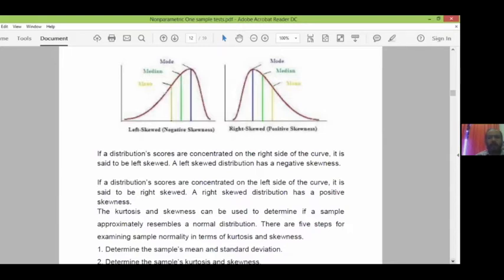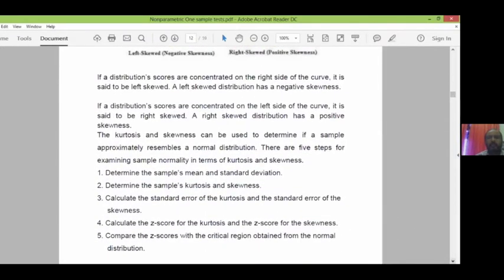Okay, so for the data we have fitted and observed, we check whether it has normality or non-normality. Kurtosis and skewness can be used to determine if a sample approximately resembles a normal distribution. Because you have a sample, you wish to check whether normality holds; then we can go for a parametric test. If the normality condition does not hold for your sample, then you can prefer the non-parametric test.